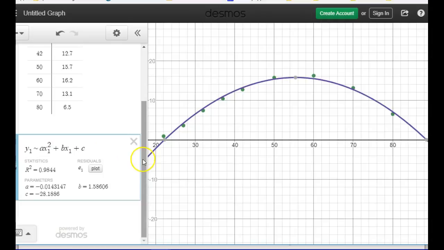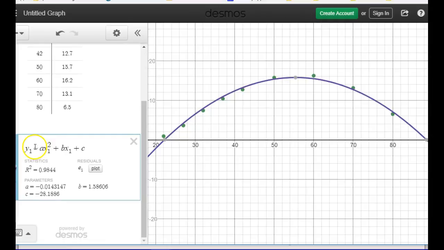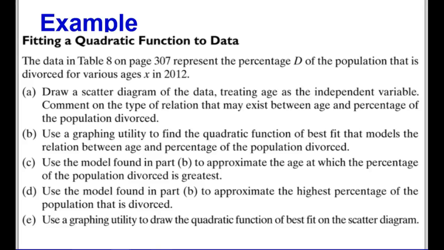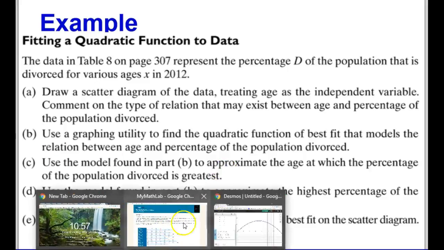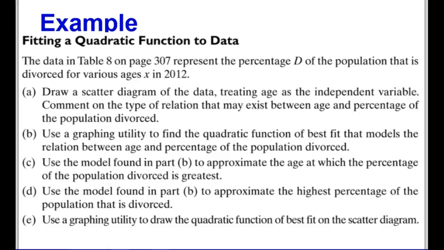So this y1, and I have to specify 1 because this is in table 1. So y1 is approximately, that squiggle that's above your tab key, ax1 squared plus bx1 plus c. So I see that a quadratic fits this data pretty well because this is almost 1. And here are my a, b, and c values that I can plug back in. So I was also asked to find the percentage where it's the greatest. So again, I can use Desmos and I see that, well, at the approximate age of 55, the percentage is the greatest because that's just the maximum point of my graph.